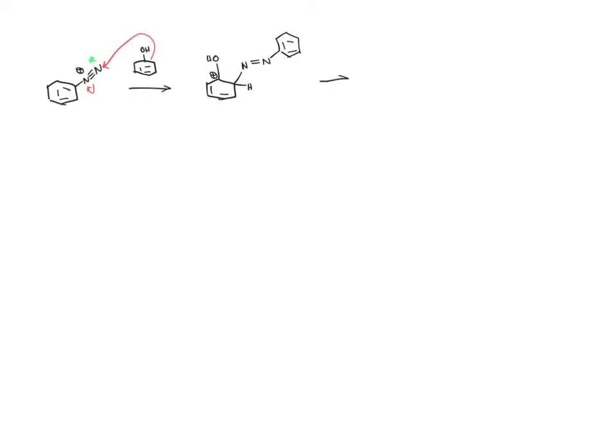And then we get loss of the proton to reestablish aromaticity, and the net result is that we have a species that has this nitrogen-nitrogen double bond inside. And this is a molecule called an azo dye. Right? And so this has a lot of conjugation.